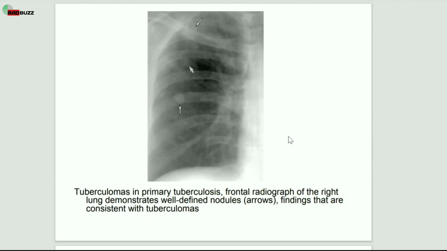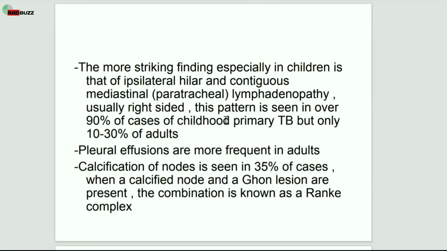Tuberculomas: whenever there's healing going on, these nodules can appear as tuberculomas. They are more in the upper lobe. We can see there's increased density overlapping at the site of the clavicle on the right side. The more striking thing in children is ipsilateral hilar lymphadenopathy. I've seen patients with supraclavicular lymphadenopathy as well. So unilateral lymphadenopathy is a hallmark of tuberculosis in children, and it's seen in more than 90% of the cases.